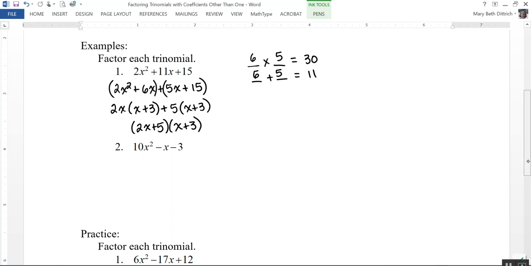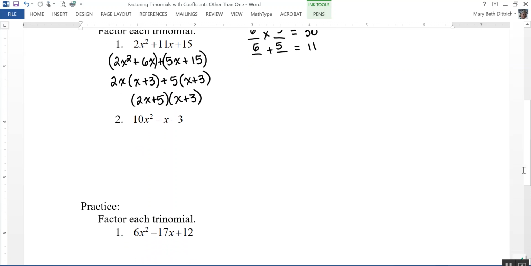Second example is 10x squared minus x minus 3. So again, I'm going to look for two numbers that multiply to a times c. So 10 times negative 3 is negative 30. And then the same two numbers have to add up to b, my coefficient of x, which is a negative 1. Remember, I don't want the x, I just want the coefficient. So two numbers that multiply to negative 30 and add to negative 1, I'm thinking that's going to be a negative 6 and a positive 5.